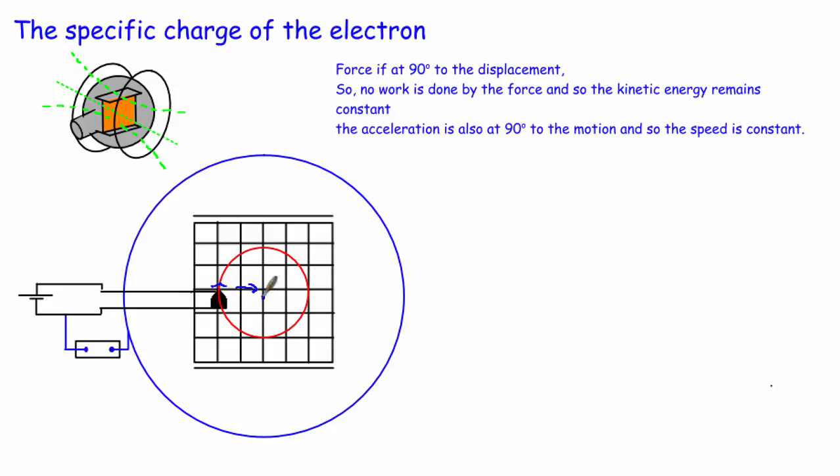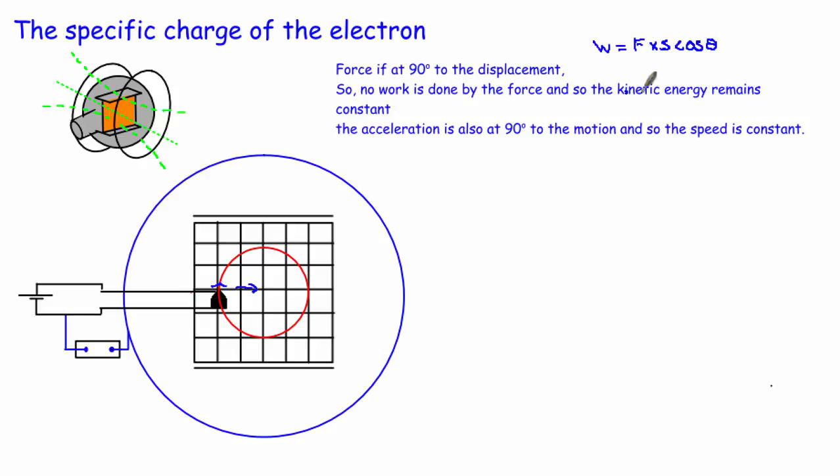Now, the very first thing we need to be able to do is explain why it goes in a circle. So these are the important points. We've got a force, and that's at 90 degrees to the displacement. That means no work is done by the force. If you remember, work done is equal to the force times the displacement times the cos of the angle between them. Well, obviously if the angle is 90 degrees, cos is 0, so the work done is 0.